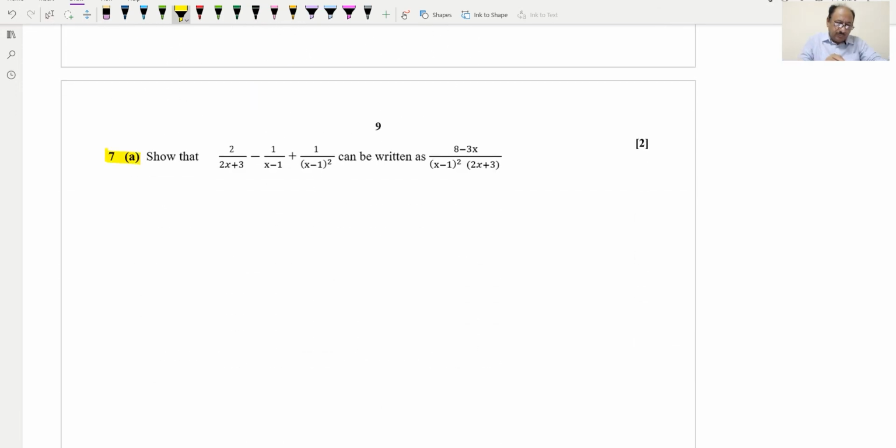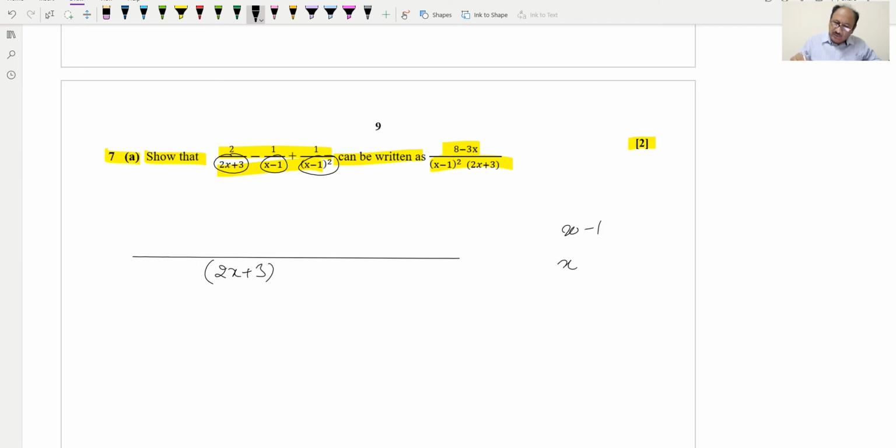Question number 7, A part: show that this expression can be written in this format, and this is a 2 marks question. So what we will do, we will write the LCM of these three, which will be 2x plus 3, and x minus 1 and x minus 1 squared are the same, but only this is squared and this is without square. So we will take x minus 1 squared as LCM.